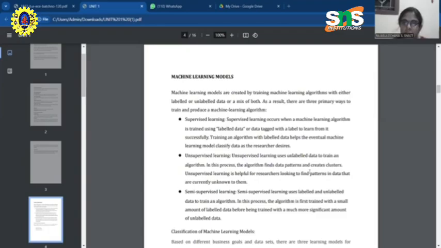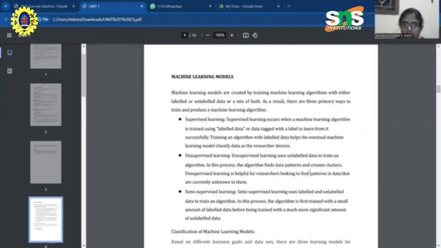So training is done either with the help of labeled data or unlabeled data, or we may use both in case of supervised learning. Based on the usage, we have classified the machine learning model into three main types. One is supervised learning, unsupervised learning, semi-supervised learning. So initially I have said there is another model, reinforcement learning. So this classification is mainly done based on whether the model uses labeled data or unlabeled data.